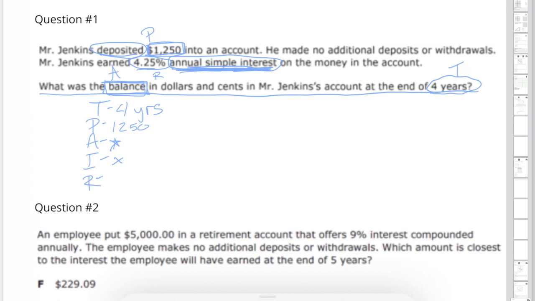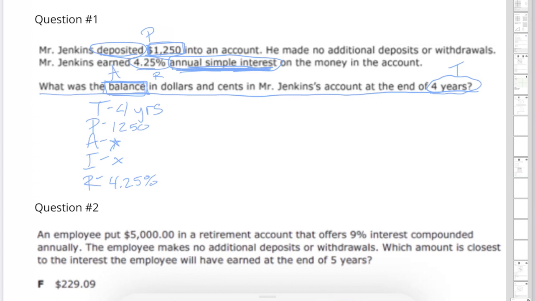And then our last part is R, which is our rate, and we know our rate is the one with the percent sign, and we also label that. So that's 4.25%. So we have our T-chart filled out. We have all our information. Now it is time for us to choose the correct formula.